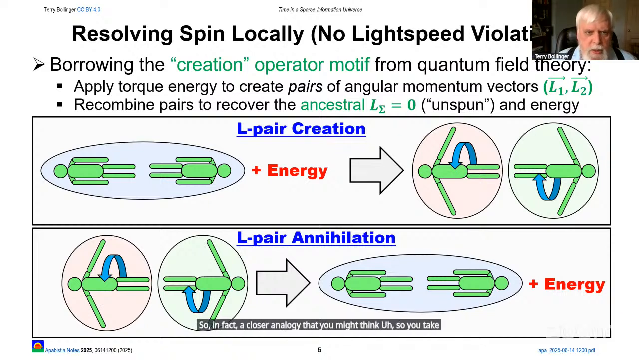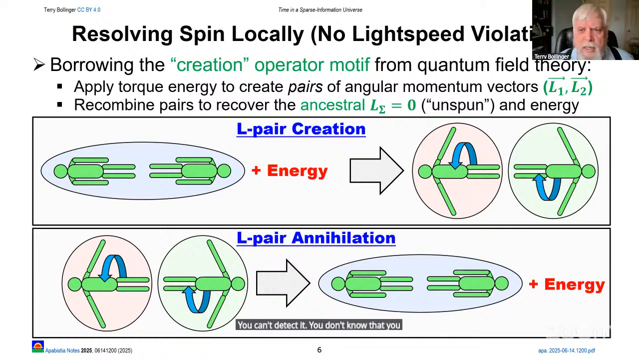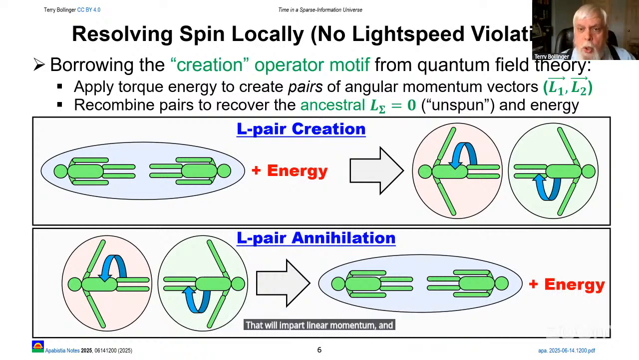So you take those two guys, the two astronauts in space, you spin them with some energy, which they provide. You get both of them rotating. And now you've created a pair of angular momentum entities that are in each of them separately. So each one has its own little clump of angular momentum that they can see. Now, here's the interesting thing. If you look at linear momentum, you can't detect it. You don't know that you've been excited with the linear momentum, but the linear momentum is still just as real. There was an excitation there also. Two astronauts, if they push apart from each other, that will impart linear momentum, and you'll have that same kind of effect only with linear momentum. The key difference is in the case of angular momentum, you most certainly do detect it. Can't get rid of it either.